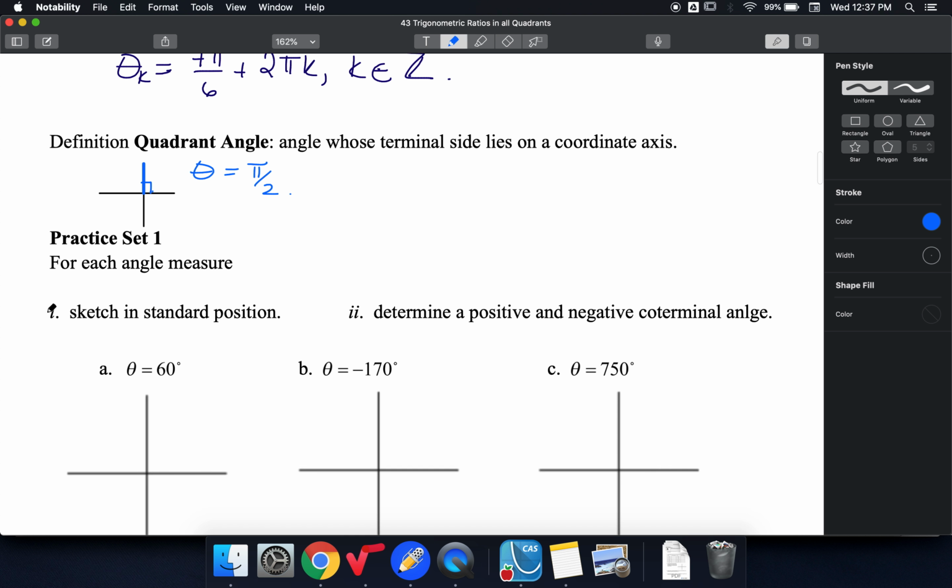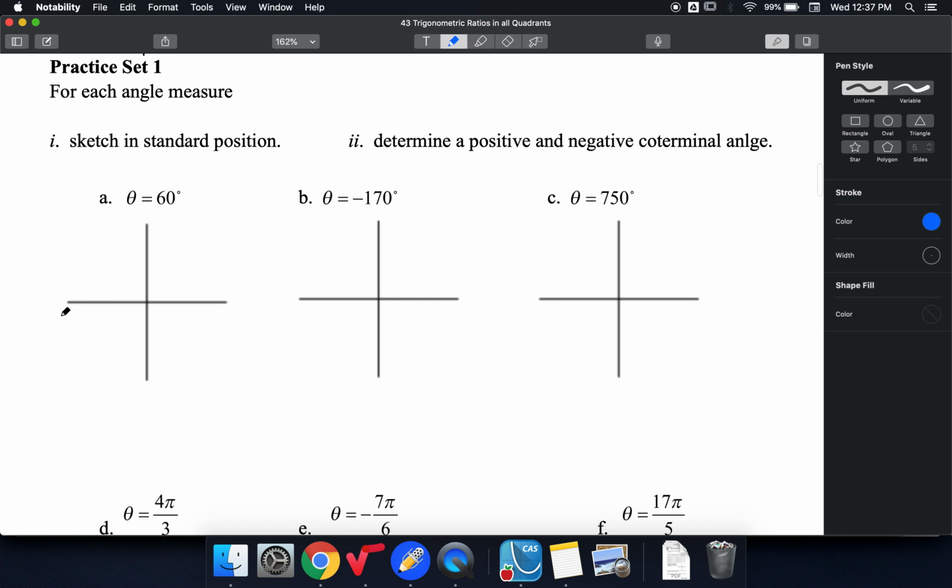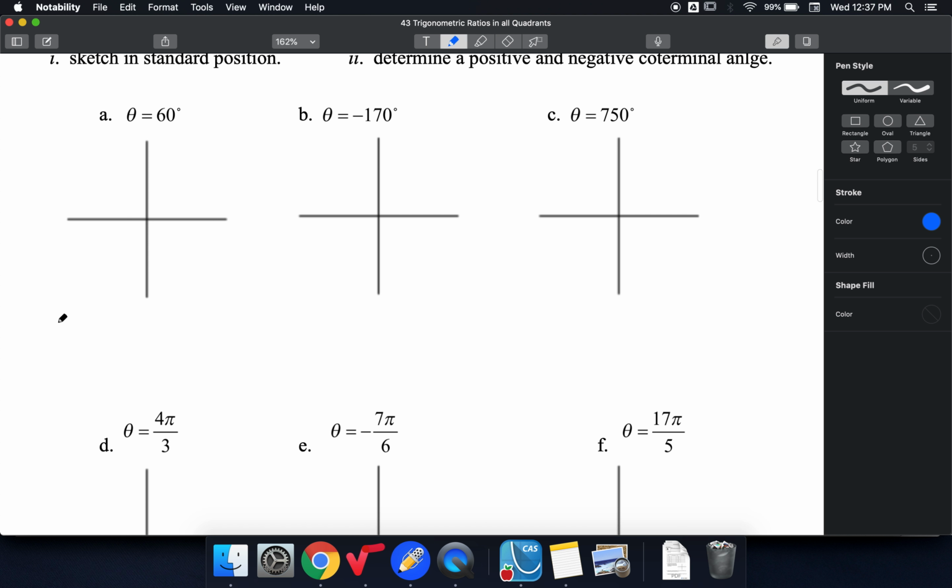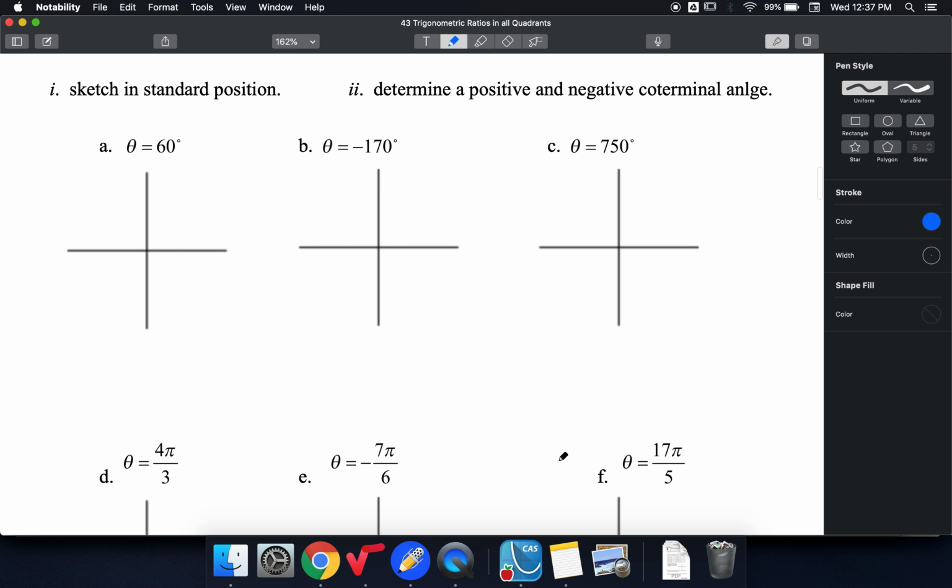So here's a practice set for you with drawing some angles and determining positive and negative coterminal angles. So you do those and come in and check your answers in the notes completed document.